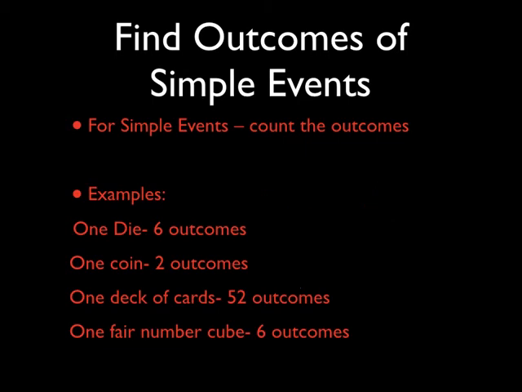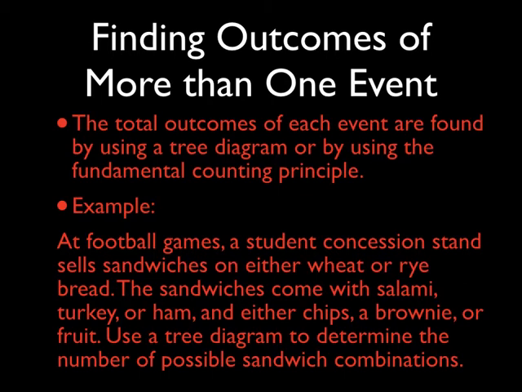Okay, so now let's proceed to what if we are going to find out the outcomes of more than one event. Finding outcomes of more than one event is what we call compound probability. So the total outcomes of each event are found by using a tree diagram or by using the fundamental counting principle.